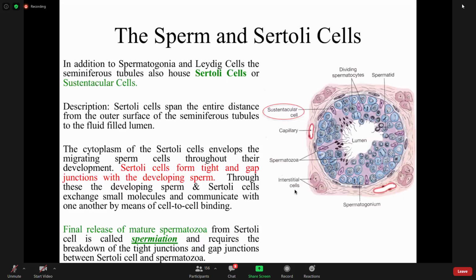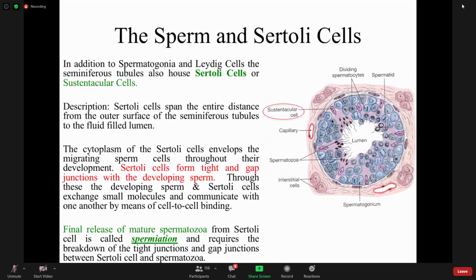Okay, now over here we have a diagram of the seminiferous tubules. Over here we have the sustentacular cells, which are basically Sertoli cells that support the production of sperm. And we also have the interstitial cells or Leydig cells that are my endocrine cells that are going to give me the testosterone. And through the exchange of information with the Sertoli cells, I have the production of sperm.